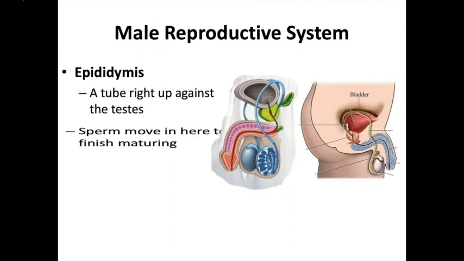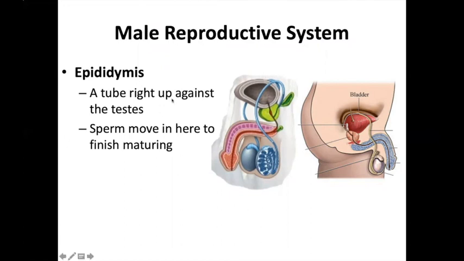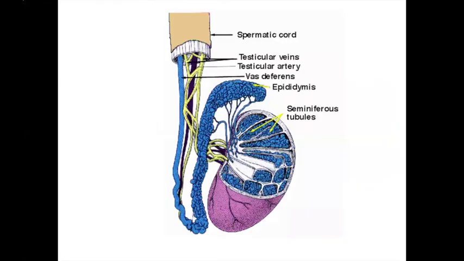Right. This is a tube, or actually a bundle of tubes, right up against the testes. Sperm moves in here to finish maturing. So they're not even done being made. Sperm is mostly made in the testis and then moves into the epididymis and continues a little bit more. And like I said earlier, it is a storage area. So it's going to be sitting here waiting until it's needed.